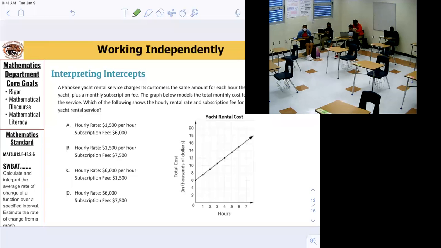Pahokee Yacht Services charges its customers for each hour they rent a yacht, plus a monthly subscription fee. The graph below models the total monthly cost for the service. It's a little echoey. I don't know why it's not working so well. Would anyone just like to finish that? Which of the following?